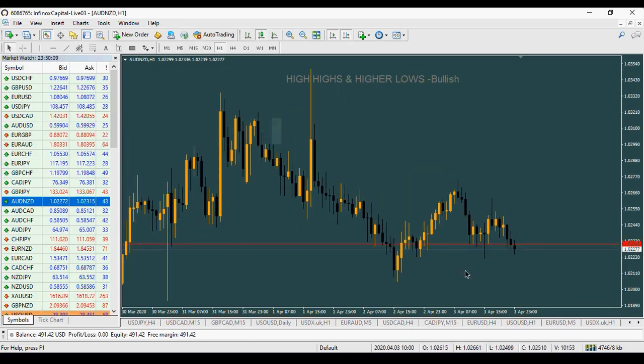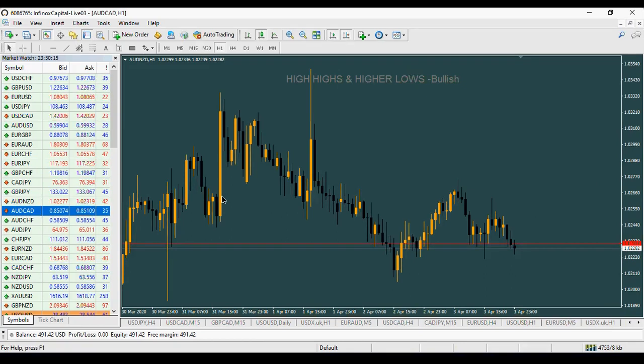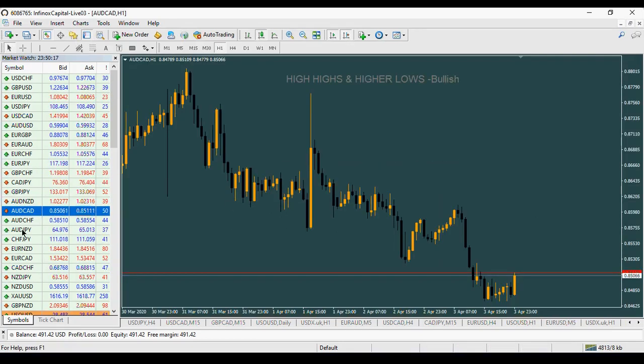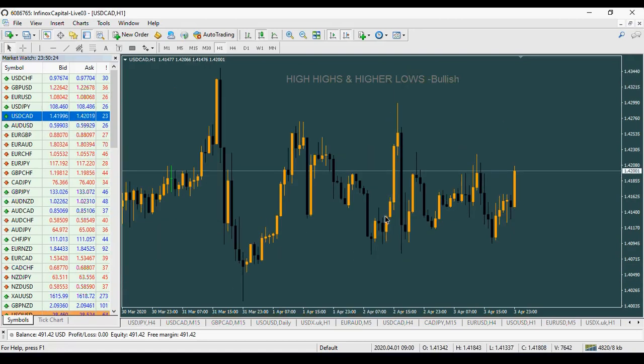This market is a what? Also a bearish trend. Okay? Let's look at another example. This is also a bearish trend. It looks like most of the markets are bearish. Let's look at USD CAD.